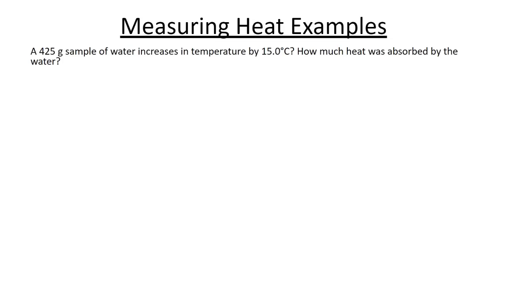A 425 gram sample of water increases in temperature by 15 degrees. How much heat was absorbed by the water? So I've given you the mass. I've given you the delta T because I've told you what the temperature change was. And you also know C is a constant. So you write your equation. You substitute in.